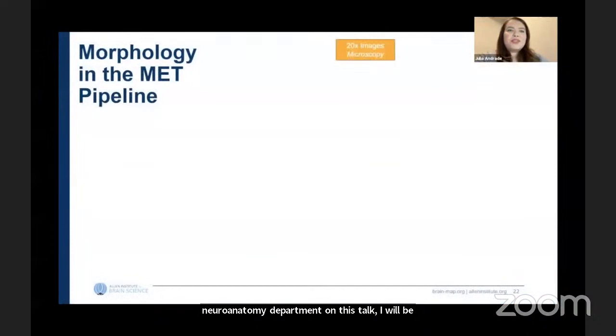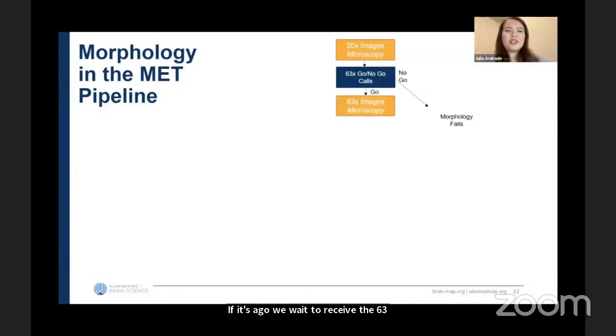We received 20X images from microscopy, which we use to inform whether a cell should receive a 63X image stack, which we refer to as go calls. If the cell is a no-go for 63X, it is considered a fail. If it's a go, we wait to receive the 63X image and do a quality check, in which we assess the image quality and the morphological characteristics of the cell of interest.